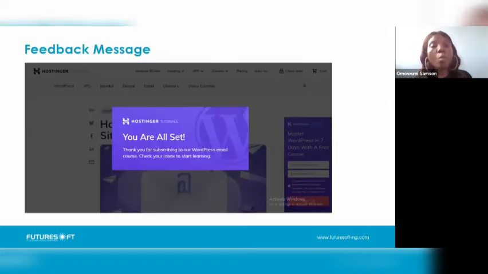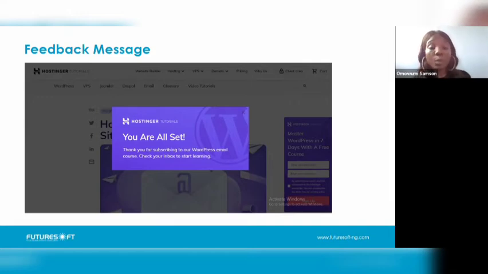So once a site visitor has successfully dropped their email for you, when you give them that prompt to sign up for a newsletter to get this download, to get that download, to get this ebook sent to you and all of that, you are expected to have a feedback message that will show immediately they are done signing up. This feedback message should read something like: thank you for subscribing to our WordPress email, or thank you for signing up for our ebook or whatever, and then check your inbox to start learning or to download.